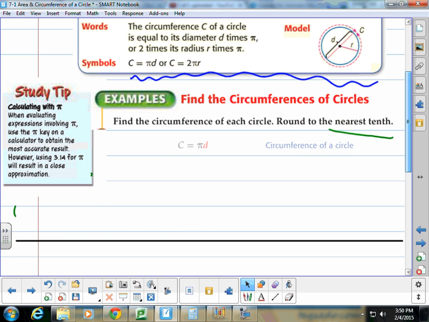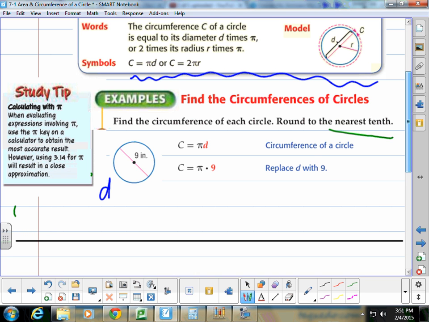So let's see what they give us here. They give us a circle with the diameter of 9. So we're going to use pi times d. So we write out our formula. Remember to model showing your work. Then we replace d with what we know. We're given here that our diameter is 9. So we're going to replace d with 9.